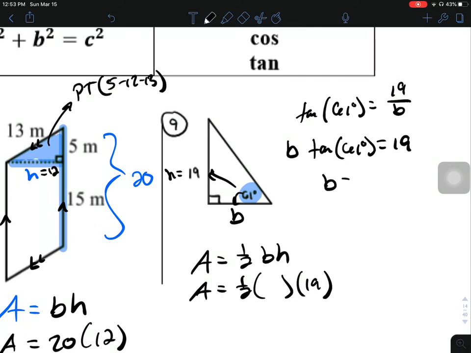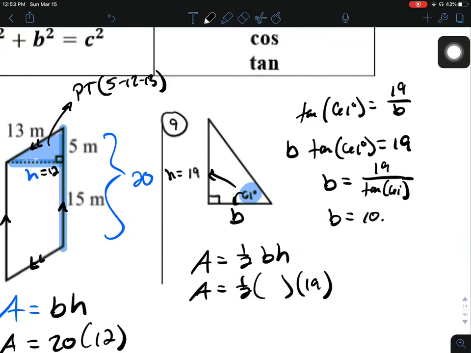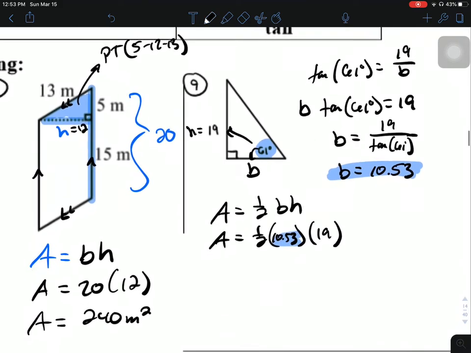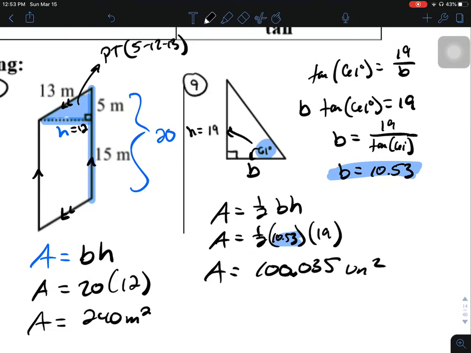To get B by itself, we would divide both sides by tangent of 61 and get B is 19 divided by tangent of 61 degrees. Put that in your calculator, make sure that you're in degree mode. And I believe that you will find to 2 decimal places, this is 10.53. Once you know what the base is, you can put it into the formula, chuck this thing in your calculator, and I believe you're going to get 100.035. We weren't told the unit, so we just say generically square units.